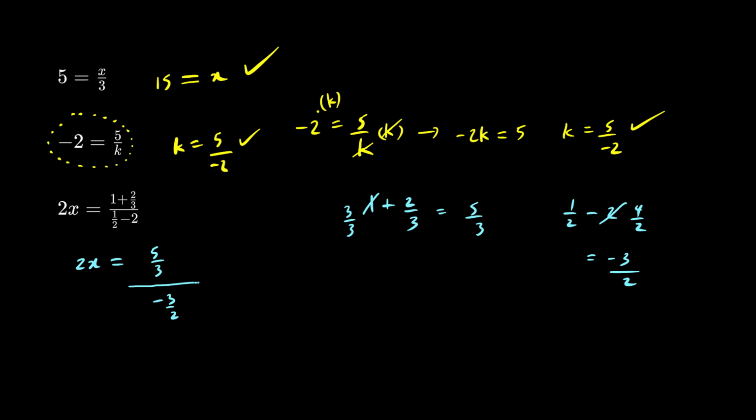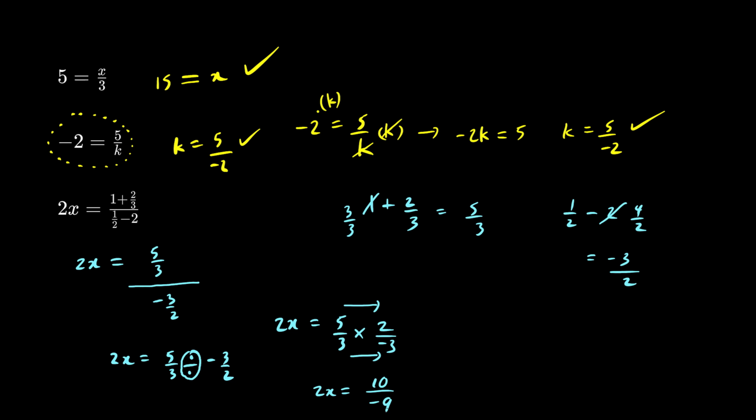And this giant division sign can be rewritten as follows, as this symbol here, which represents division. And recall that when you have a division symbol, you can replace it with the multiplication symbol if you flip the numerator and denominator. So now we have 2 over negative 3. And now we multiply fractions by multiplying across. And so we have 10 over negative 9.